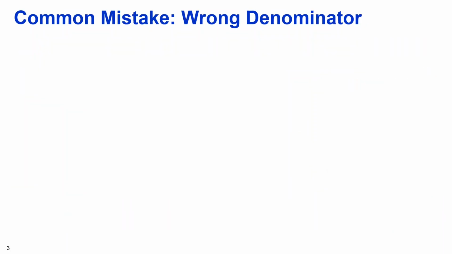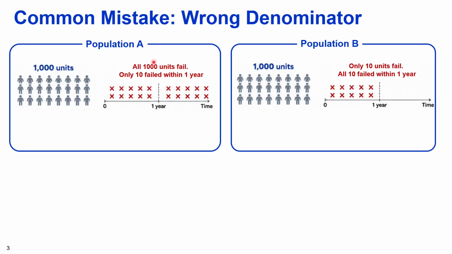Now let's look at the common denominator mistake. Sometimes, the 1-year failure rate is calculated as the number of failures within 1 year divided by the total number of failures. Let's use an example to see why this can be misleading. In population A here, we have 1,000 units. All the 1,000 units eventually fail, but only 10 failed within 1 year. If you use total failures as the denominator, you will get a failure rate of 10 divided by 1,000, or 1%.